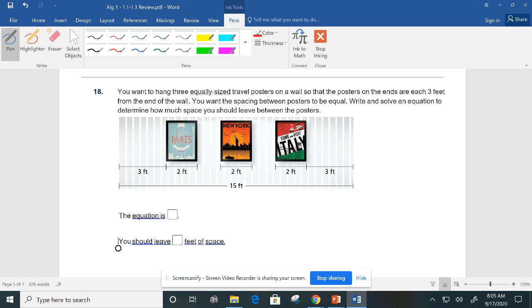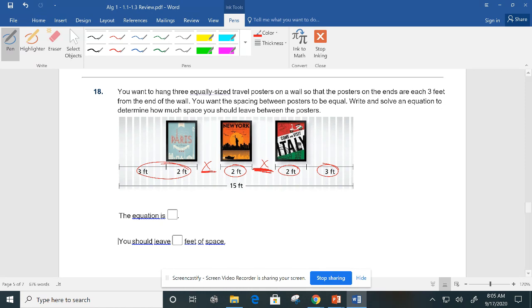So how much do we have already? Let's take a look at that. We've got 3 plus 2 plus 2 plus 3. And we're missing this space here. We're going to call this space x. We have an x and we have an x. So we have 2x.